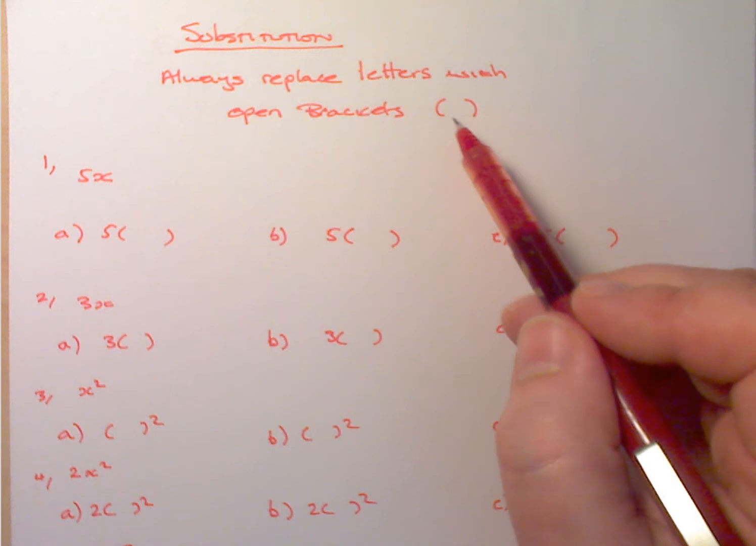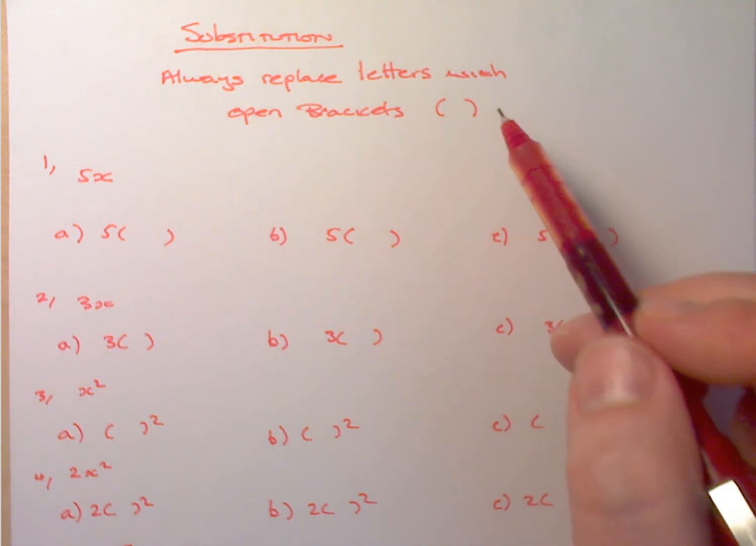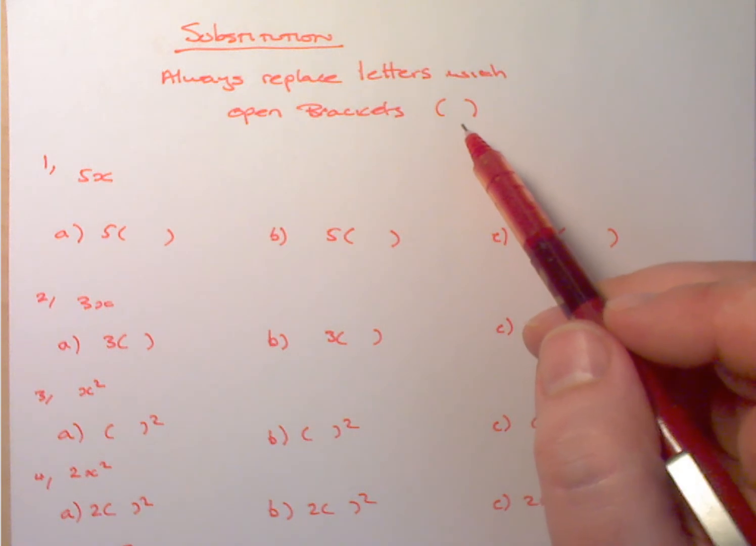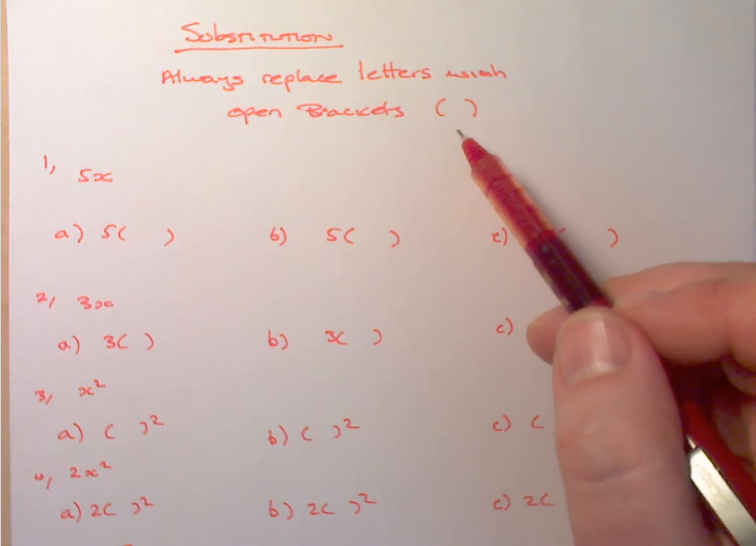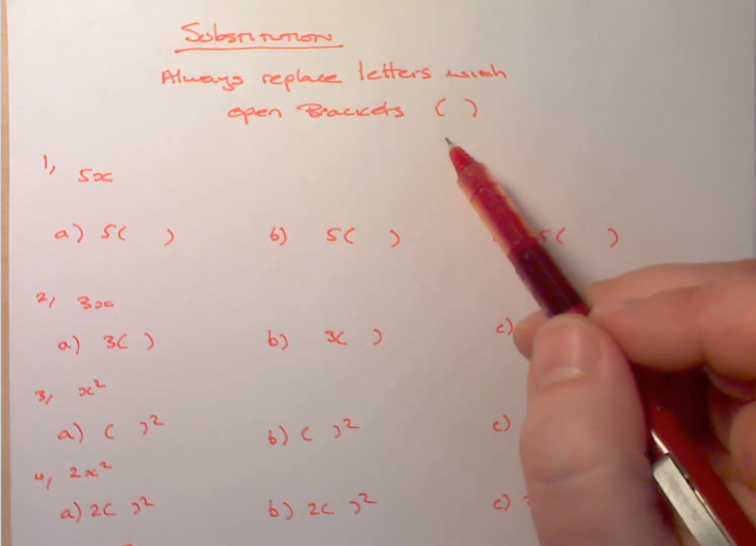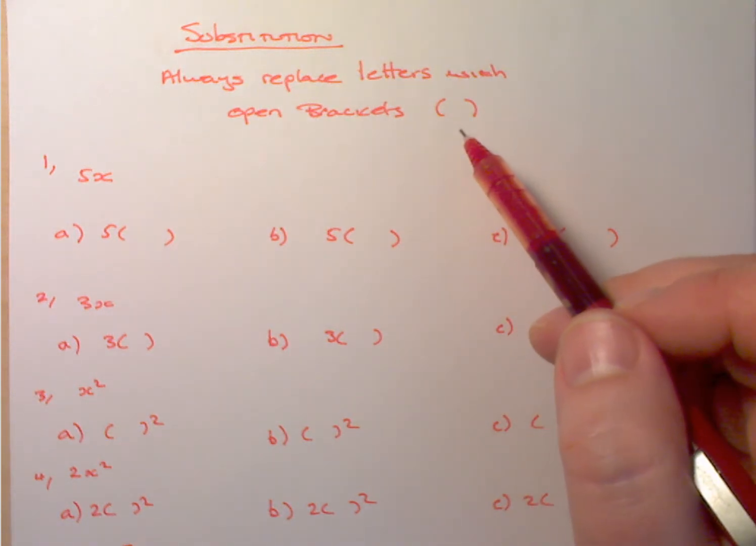Now, sometimes you can get away with not doing it, but if you use brackets, a lot of the problems that occur will disappear. Most of the problems come from negative numbers, and if you use brackets, then that problem will go away because the calculator will do it correctly for you.